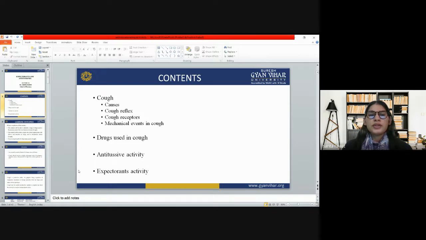We will start with the introductory part of cough. What is the cause behind coughing? What is the cough reflex? What are the cough receptors? What are the mechanical events involved in coughing? What are the drugs that are used in cough? What are antitussives and expectorants, and what are their activities?